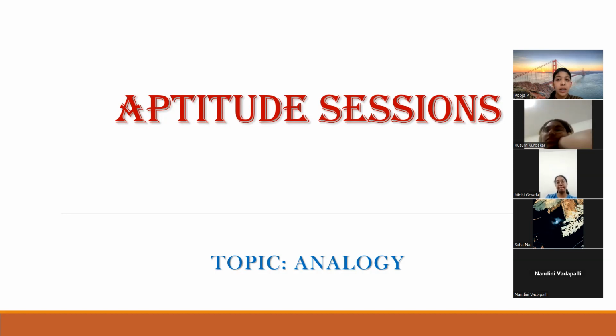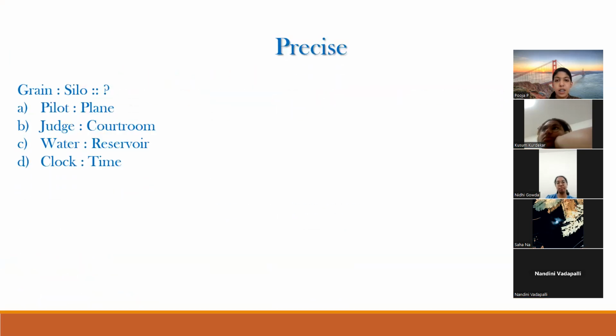In that case, what to do and how it is supposed to be dealt with? So the first thing is to be precise, or make your sentence very precise. If you take this example, grain is to silo, and you have to find the other pair. They're given one pair, you have to choose the next pair. A silo is where grains are found. If you start checking all the options, plane is a place where pilots are found, courtroom is a place where judges are found, reservoir is a place where water is found.